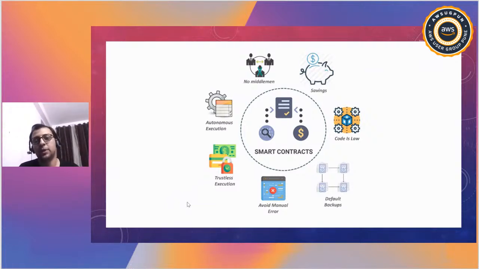It's very objective, not subjective where the interpretation changes for different people. Default backups: as your contract is already on the blockchain, the backup is there.